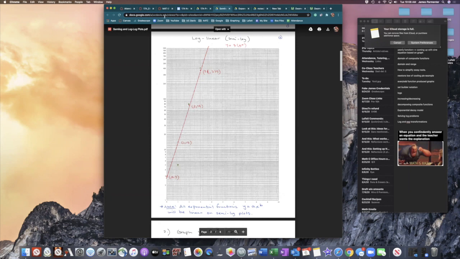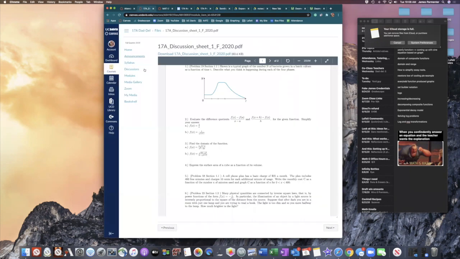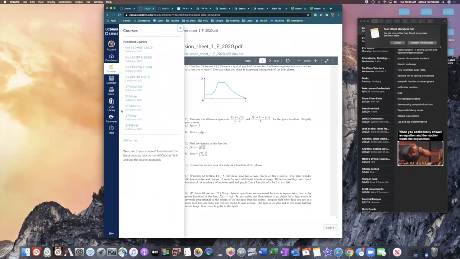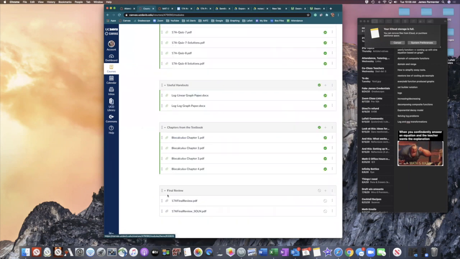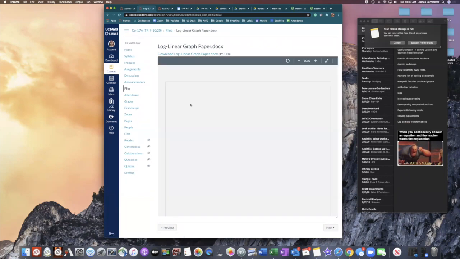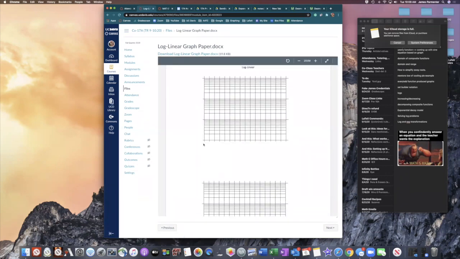Sorry, that's not what I wanted. If you look in the modules, sorry, it's hard to remember where everything is. If you look at the module for our class, down at the bottom there is some log-linear graph paper, which might be helpful. This one doesn't look quite as extreme, but you can see log-linear and semi-log are the same thing. The x-axis is equally spaced, and the y-axis right here would be 1, 10, 100, 1,000. So each line that's the same distance away is the next power of 10.